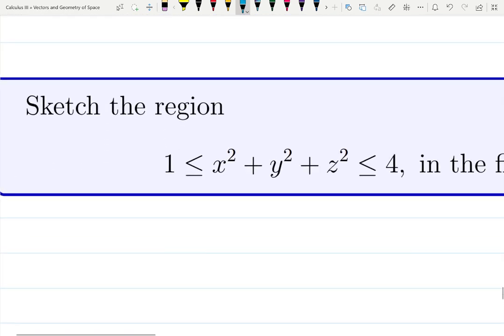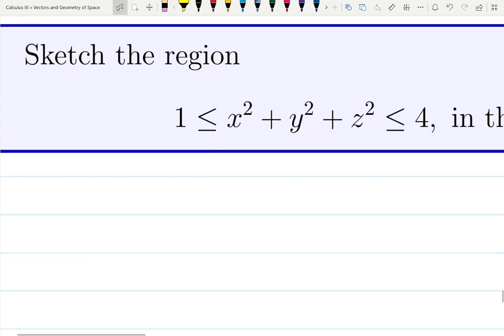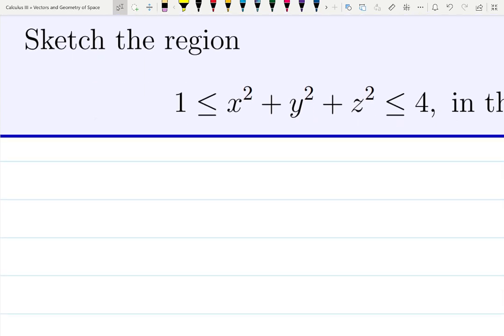How about this? Finally, last challenge, I think, should be good enough. Maybe not, we'll see. Sketch the region: x squared plus y squared plus z squared between 1 and 4. What does your imagination tell you? A sphere with a hollow part inside. A sphere and a sphere, right? And then something is happening between those two.